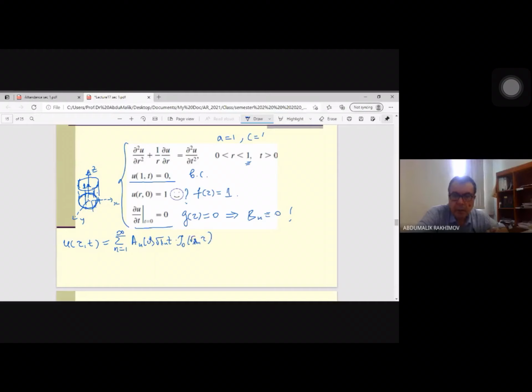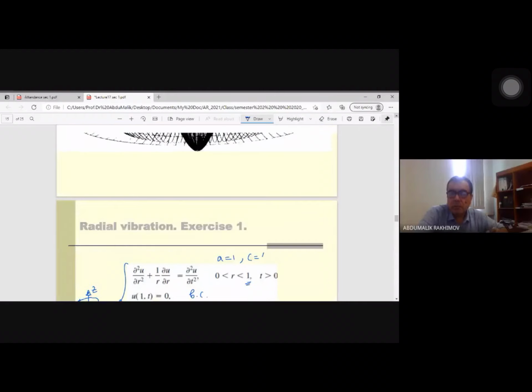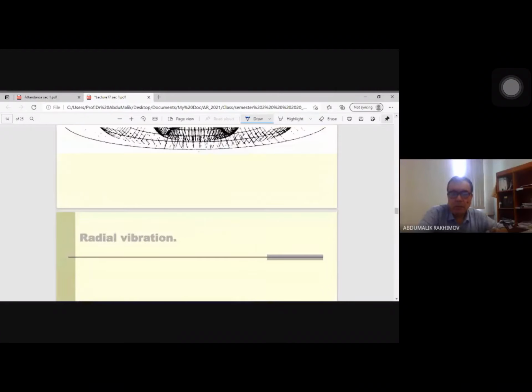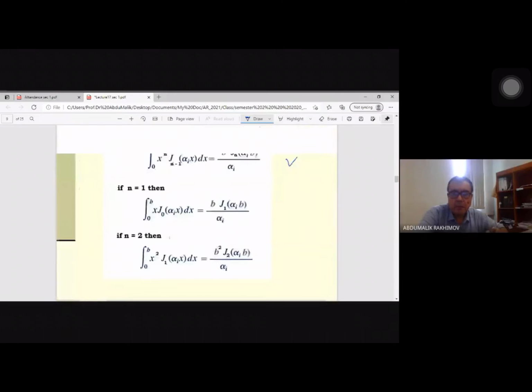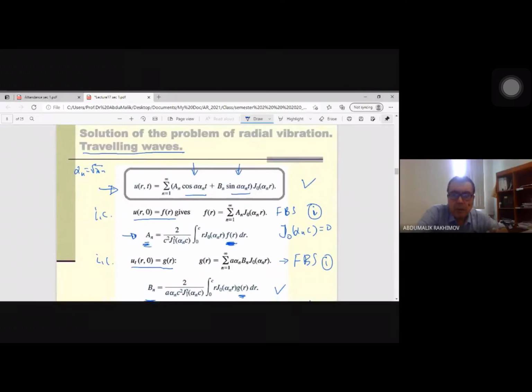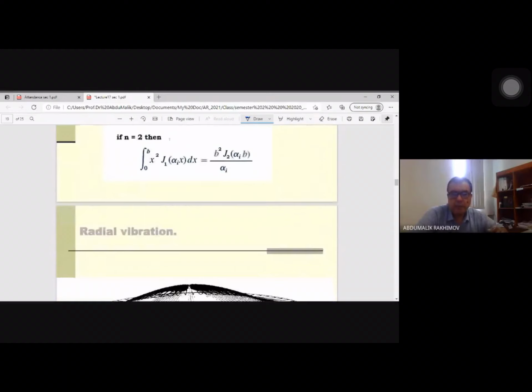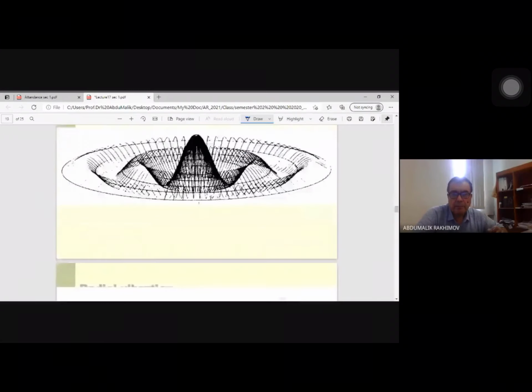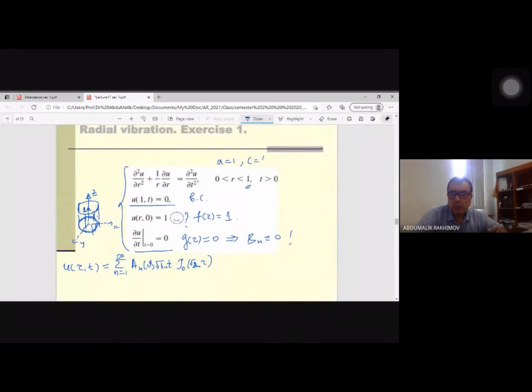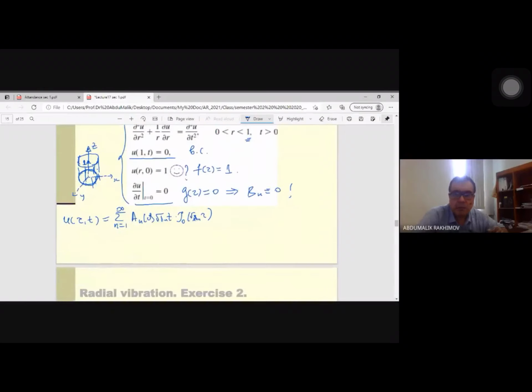Okay, you see, let me show you. So if B is 0, then the solution will be An cosine, A is 1, right? Cosine root of lambda n t, because alpha n is the root of lambda n, then J0 of alpha n r, right? Alpha n, which is the root of lambda n. So the solution has this shape, right? So what is the formula for An?